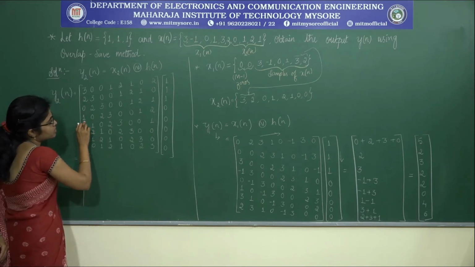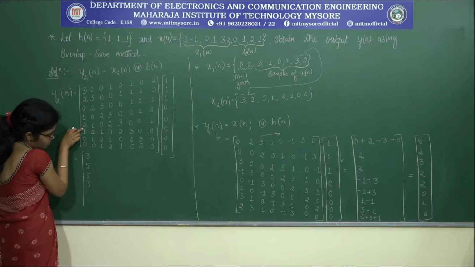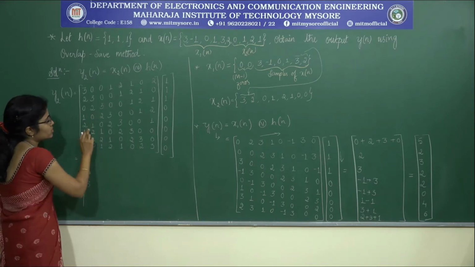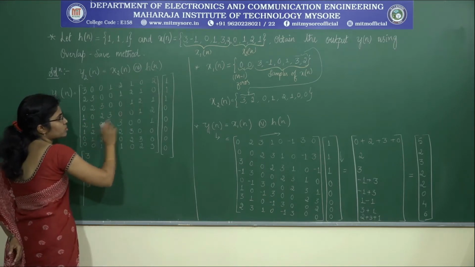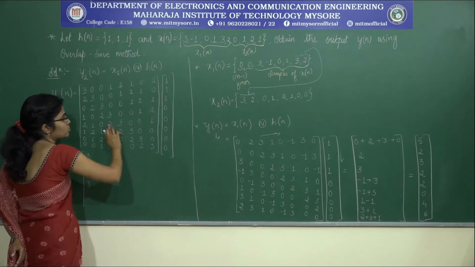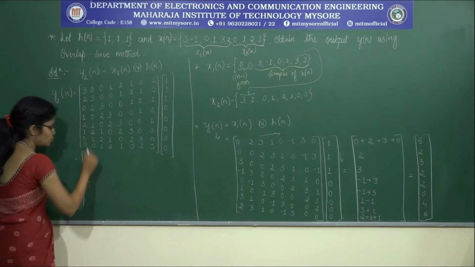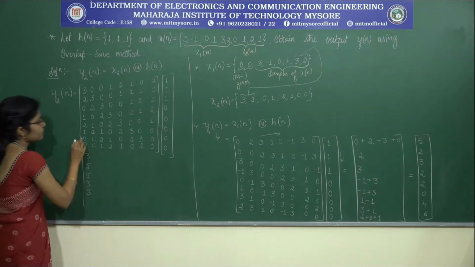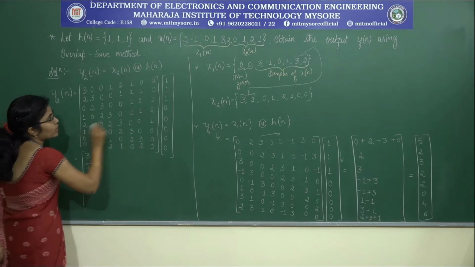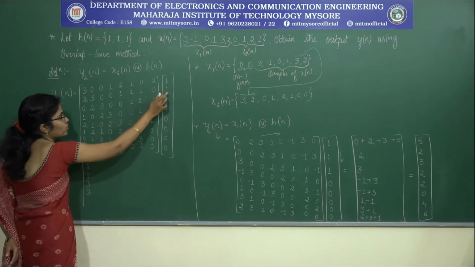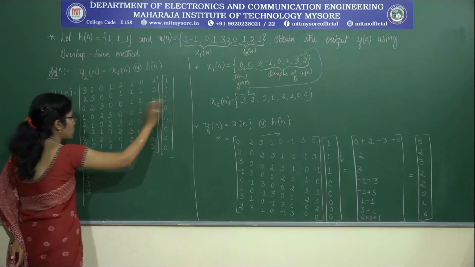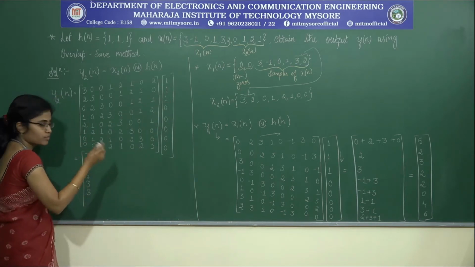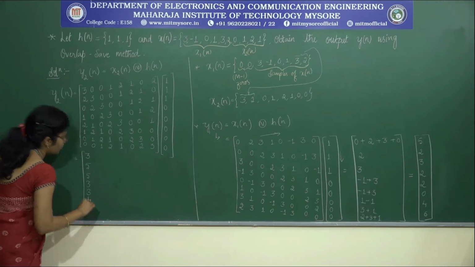Then this is done. Now I need to move on to this fifth row. 2 into 1 is 2, 1 into 1 is 1, 0 multiplied by 1 is 0, 2 multiplied by 0 is 0. So 2 plus 1 is, again, 3. Coming to this one, 1 into 1 is 1, 2 into 1 is 2, 1 into 1 is 1. So 1 plus 2 is 3, 3 plus 2 is 4.